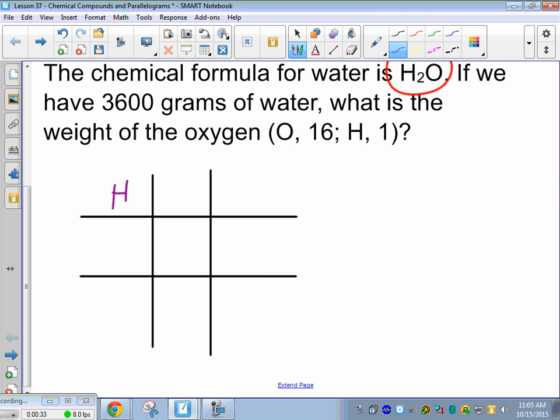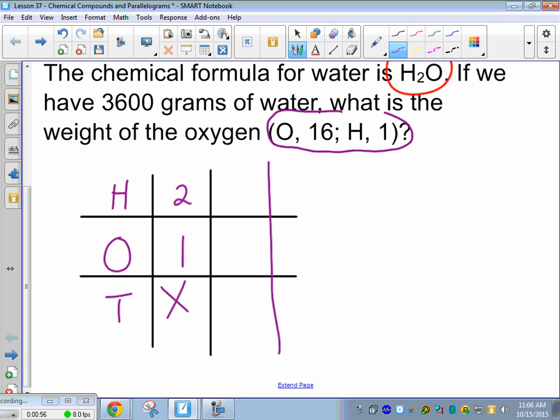So we have H, and we have O, and we have total. All right, hydrogens, oxygens, and total. And so each hydrogen in the molecule has 2, and each oxygen has 1. We're not going to do total until we get to the total column. I'll show you that. All right, my next one, this little key tells us what each one weighs.